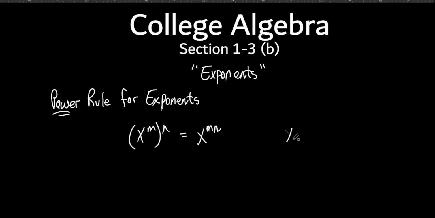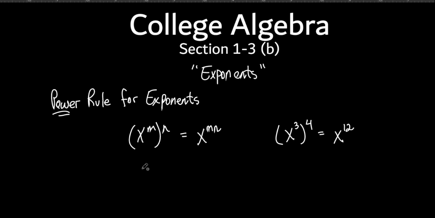What if I had x to the third, and that was to the fourth power? What does that mean? This means it's x to the, what do we do with the exponents now? We multiply them, so that's x to the 12th. Why? Because the power rule says when you have an exponent being taken to another power, we multiply those exponents together. That's a quick little example of that.